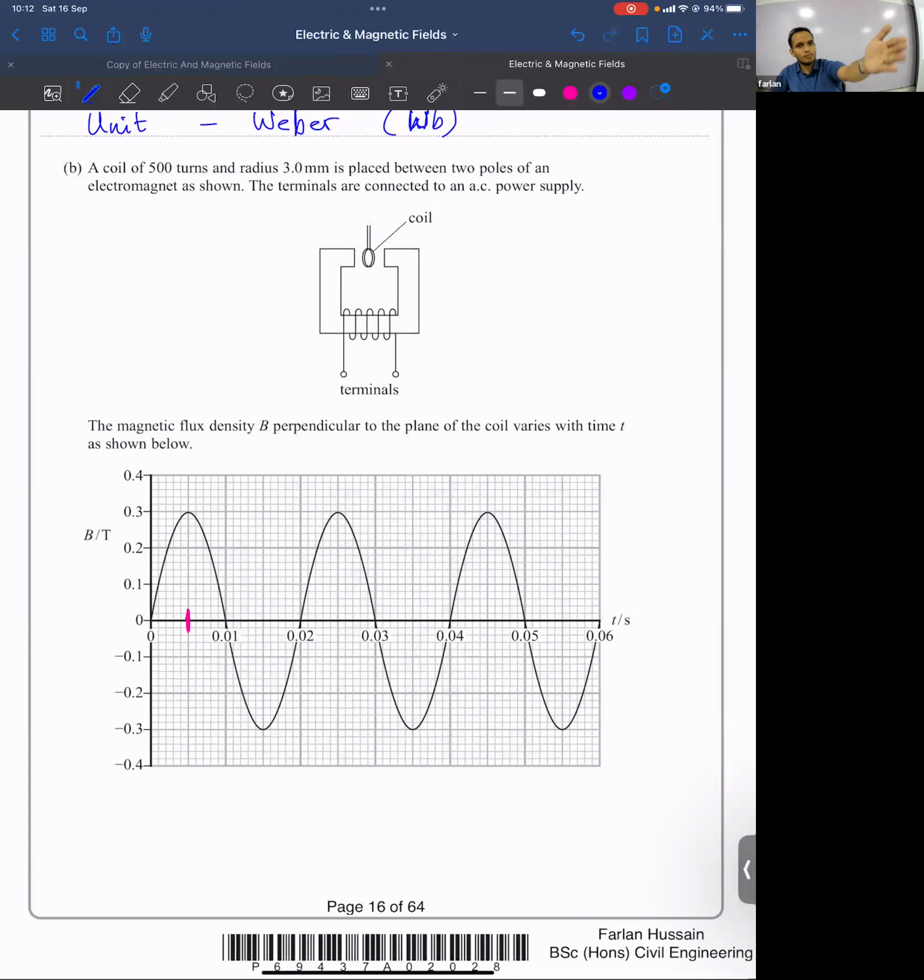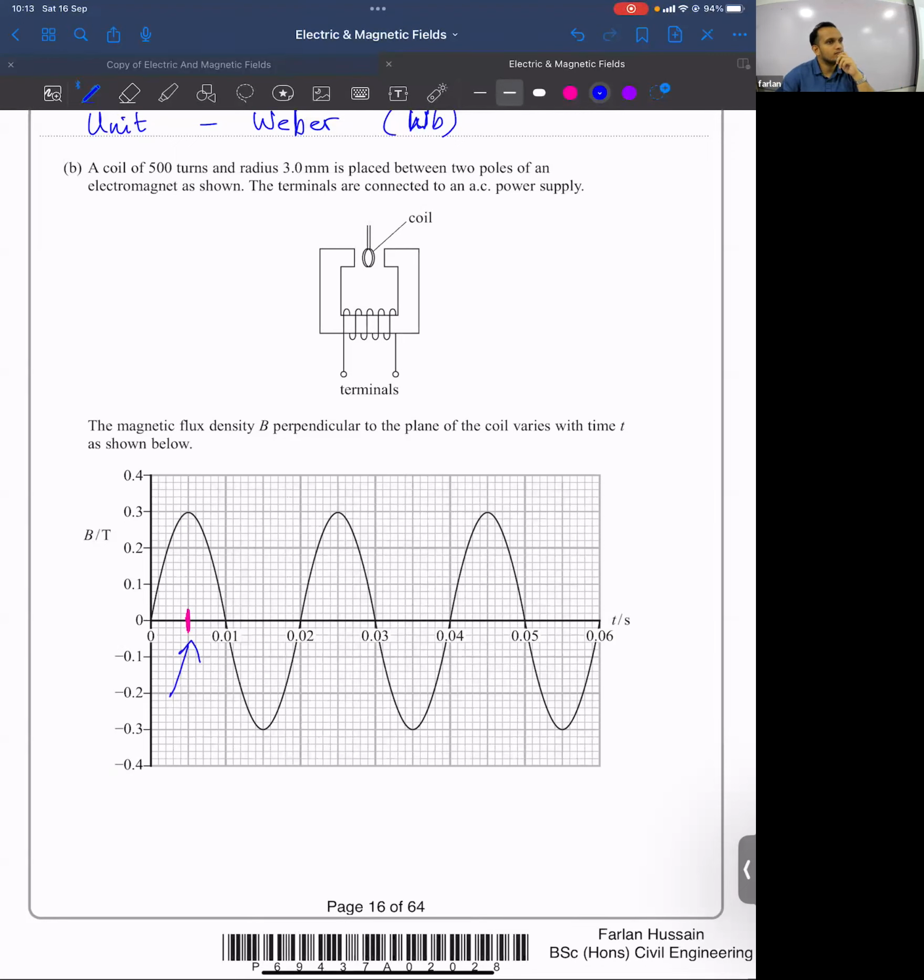If you plot a graph of your mass versus time, the gradient of that graph means the rate of change of your mass. If you plot a graph of volume versus time, the gradient of that graph means rate of change of volume. So if you plot a graph of magnetic flux density versus time, the gradient of that graph means what? Rate of change of magnetic flux density. Understood?